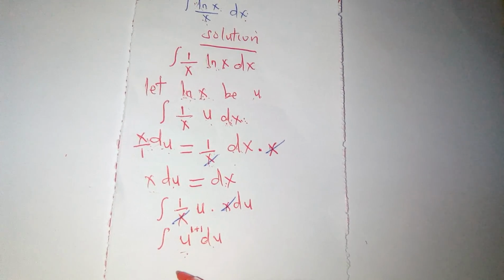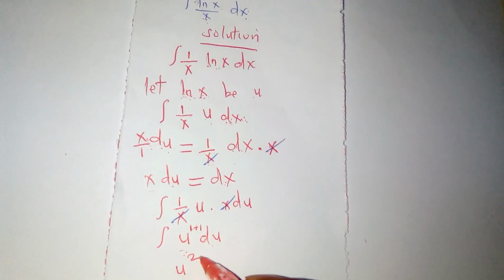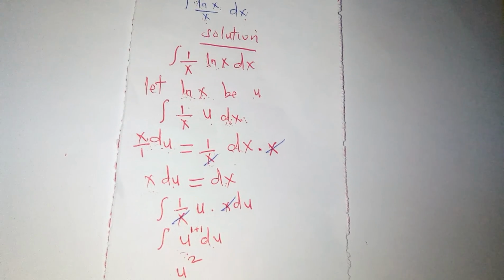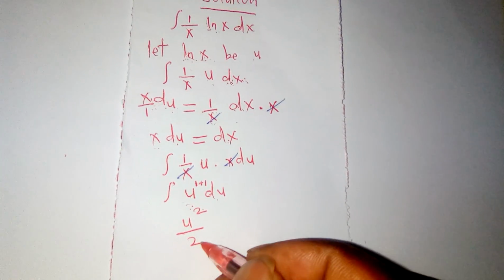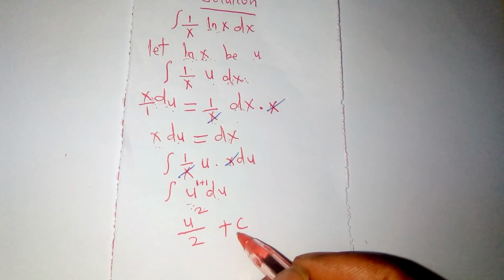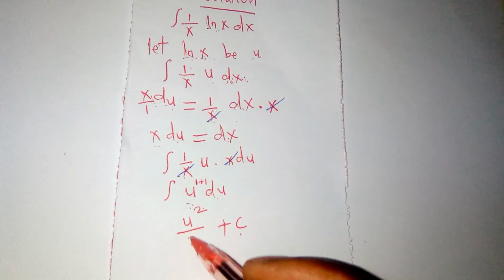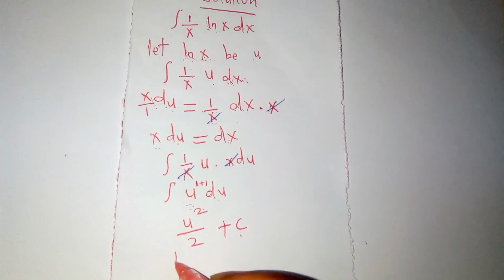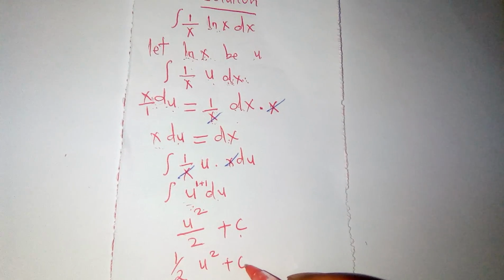So you'll come up here and finalize by saying that it is now u raised to 2, because 1 plus 1 is 2. Then you just divide by this power here. So I divide by 2 plus a constant. Remember, by integrating, you need to be adding that constant there. Now after this, you can separate this, it is the same as a half u squared plus c. I think you can see that.